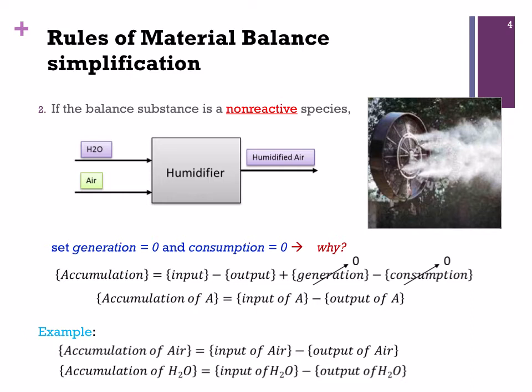For this example, we have humidification of air, whereby we put in water and air. So we can make two balance equations using the compounds, one for air and the other for water. The accumulation of air equals the input of air minus the output of air. Same goes with water: the accumulation of water equals the input of water minus the output of water. This is different from the first simplification, which applies to total mass. This only applies to non-reactive species.